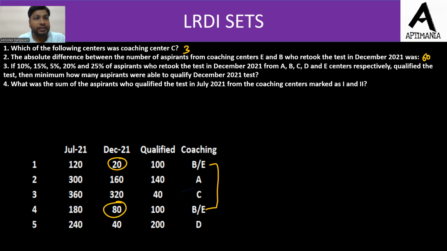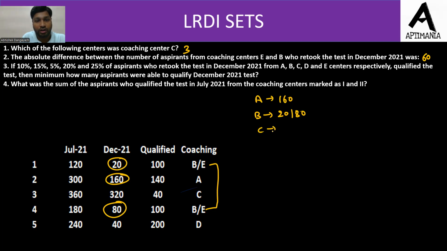If 10%, 15%, 5%, 20%, 25% from A, B, C, D, E. So from A, who retook the test in December, qualified the test, then the minimum number of experiments. Now we are sure about the value of A, who retook the test. For A, the value is 160, right? Okay. For B, we are not sure. For B, it can be either 20 or 80.